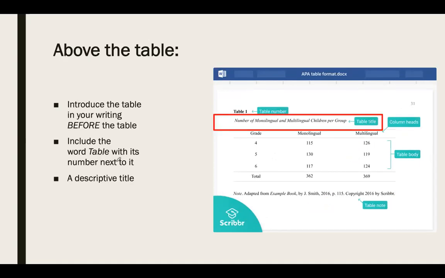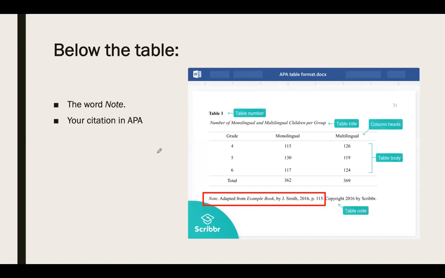It is important to introduce the table in your writing before it shows up. I mean, you can build the table before you write about it. That's fine. But there still needs to be some writing that talks about some of the key terms and explains the table in a little bit of detail before the reader looks at it. And again, you need that table label or table number. You need a title. And you need the note with the citation in basic APA.